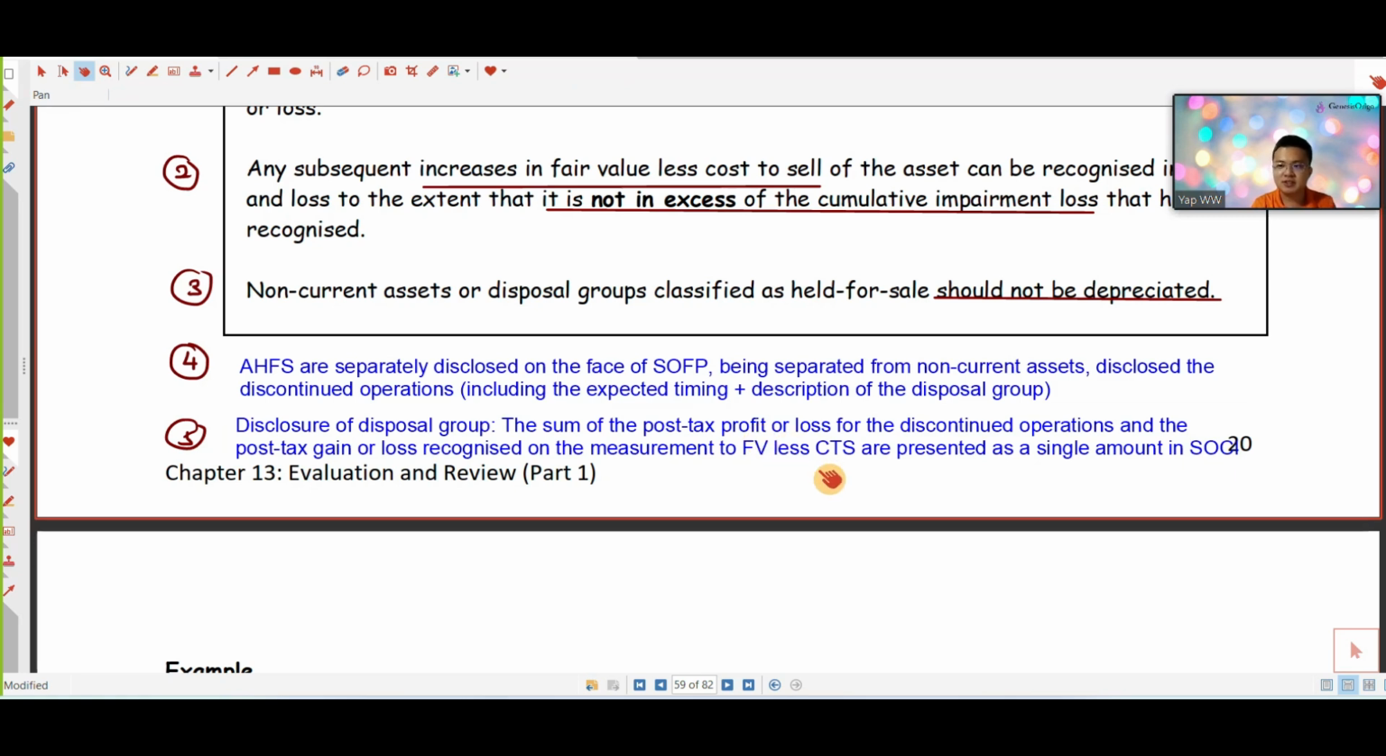So what are the chances for the audit risk? In audit risk questions, we are afraid that this single amount for the discontinued operations, the disclosures are not included correctly.